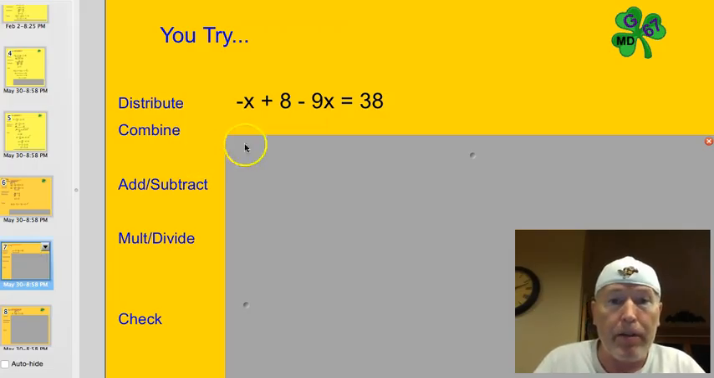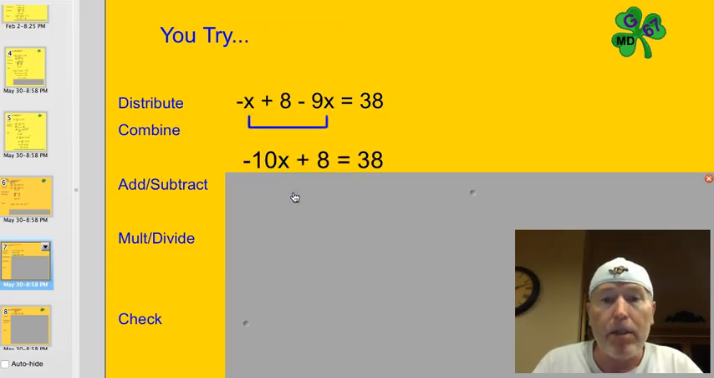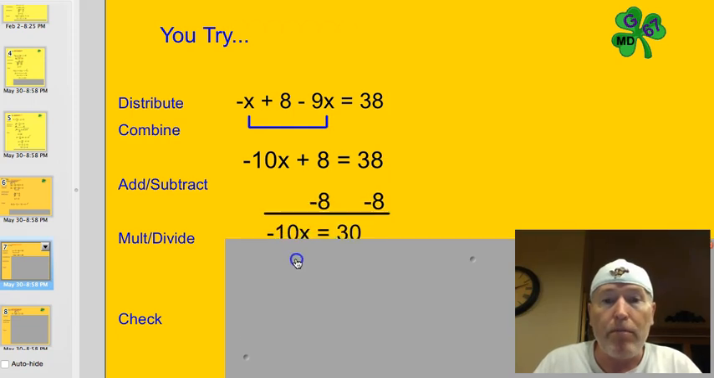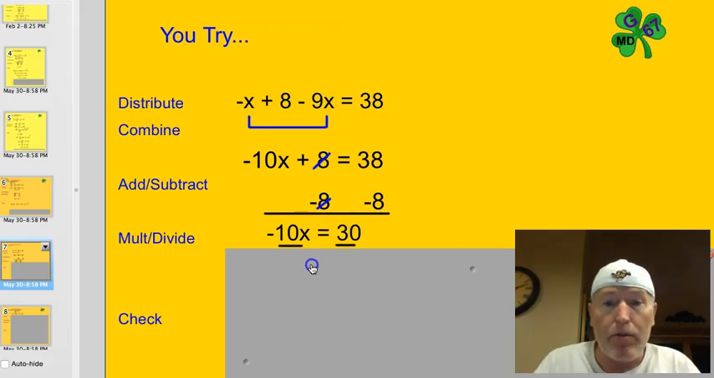All right, let's see how you did. Did you combine like terms? You did. You had minus 10x plus 8 equals 38. Okay, did you subtract 8 from both sides? If you did, you got it down to minus 10x equals 30.